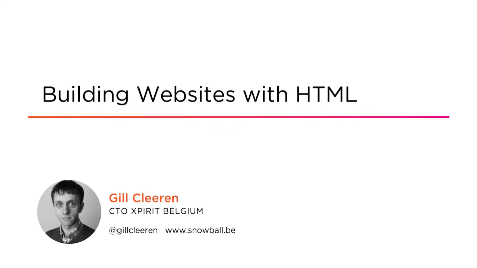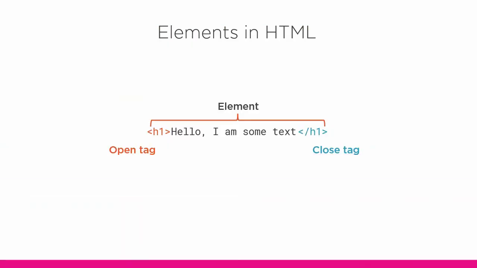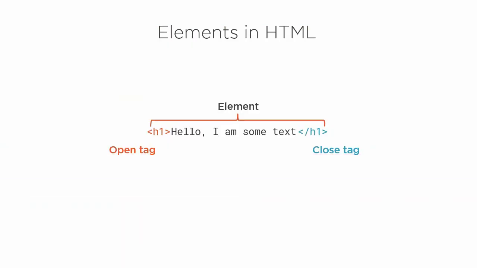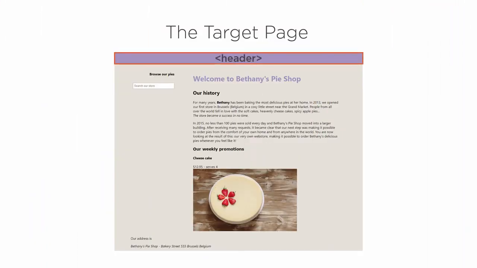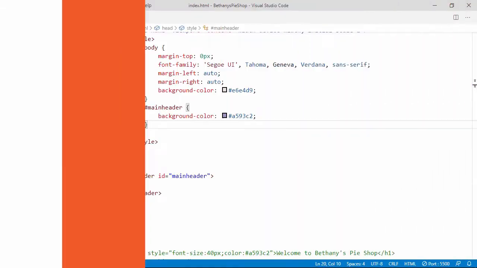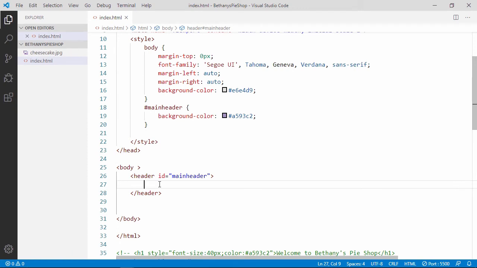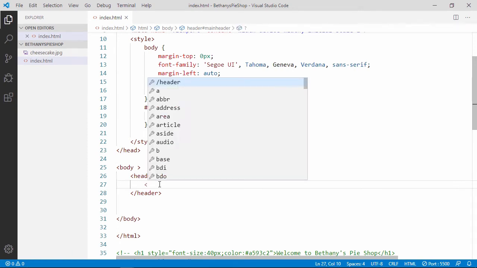I'm the CTO of Experiments Belgium and work on mobile and web projects. The web is a magical place filled with billions of websites. No matter how simple or complex the website is, each page on the web is built with HTML, the cornerstone of the internet. HTML is a markup language that, together with CSS, allows developers to create modern websites used by billions of users every day.